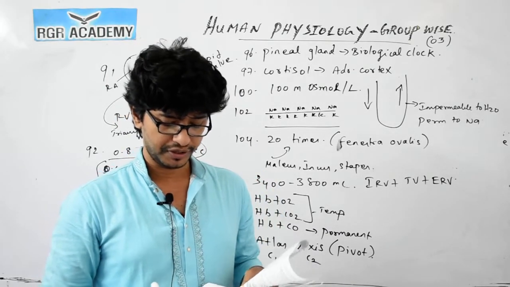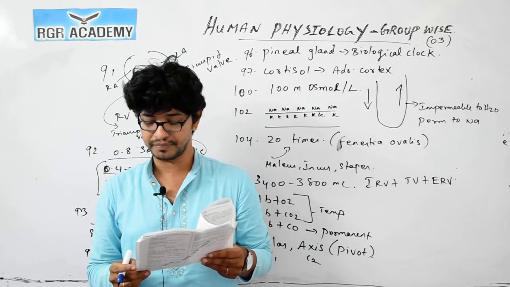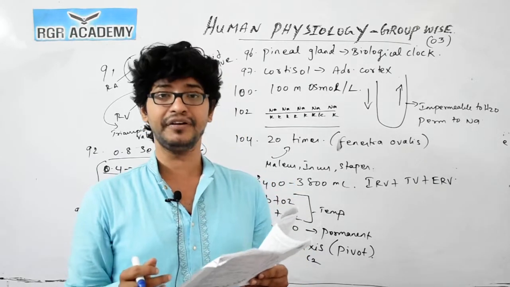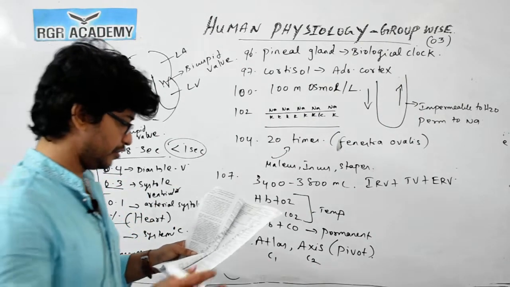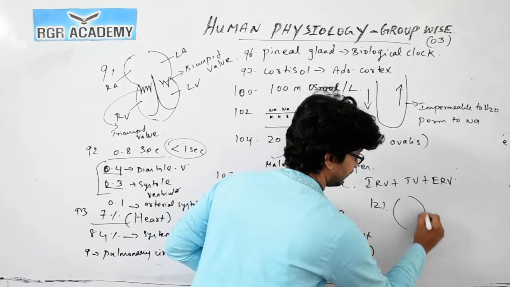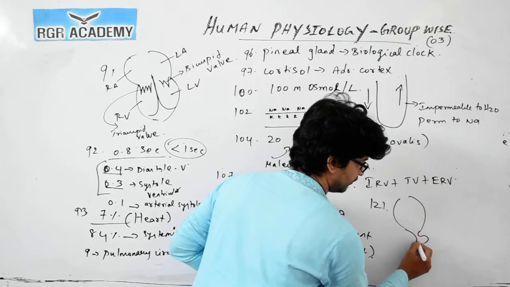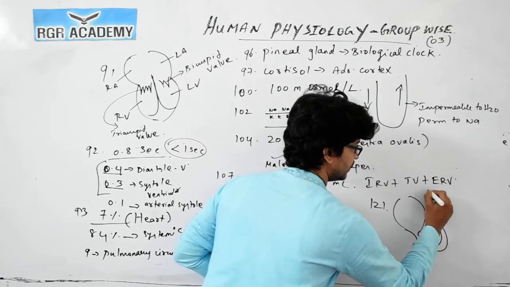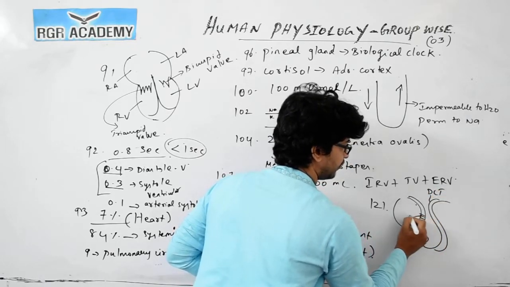Question number 121. The juxtaglomerular apparatus is a special region formed by close placement and cellular modification between the afferent arteriole and the distal convoluted tubule. For question number 121, this is the afferent arteriole, and this is the proximal convoluted tubule, the loop will go, and this is your distal convoluted tubule. This is your afferent arteriole.